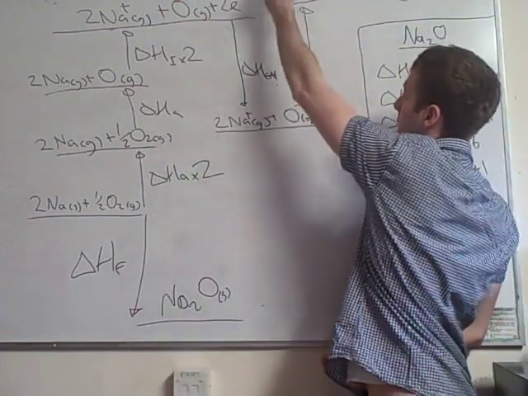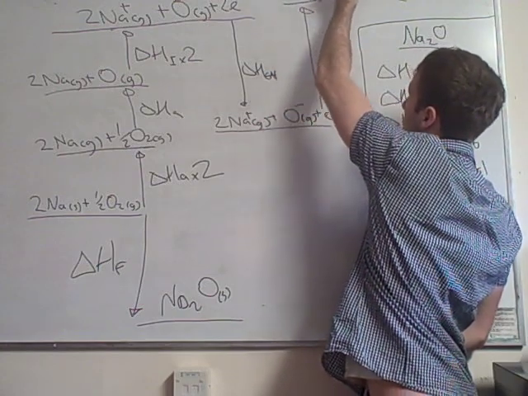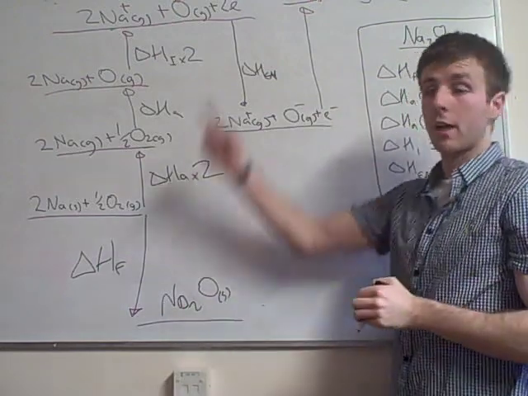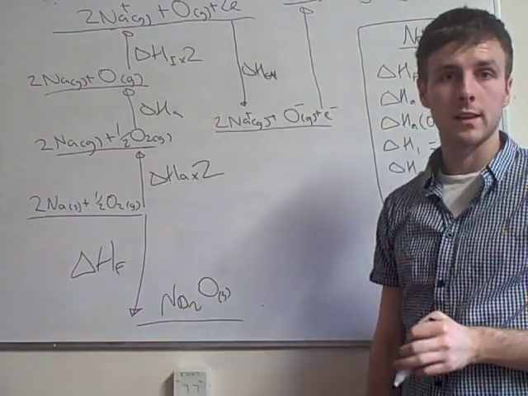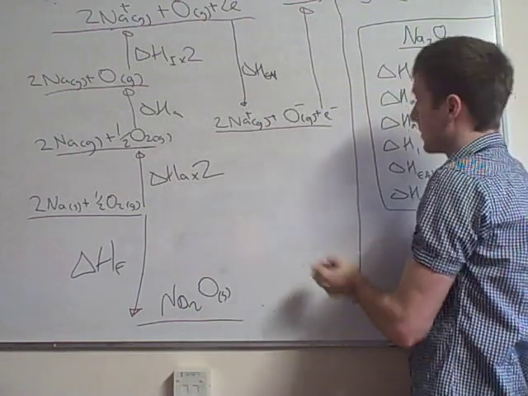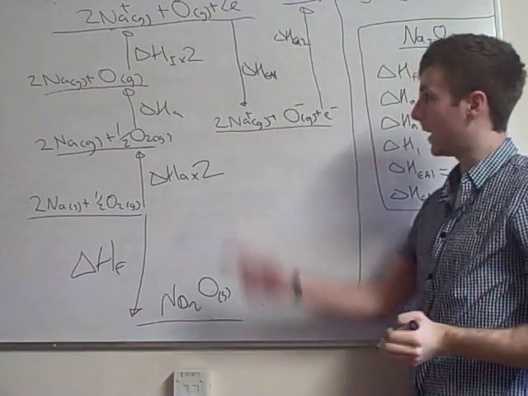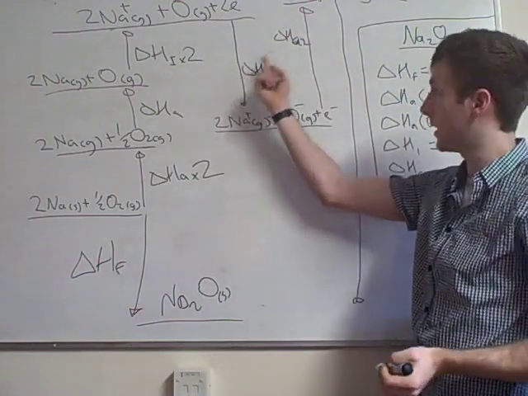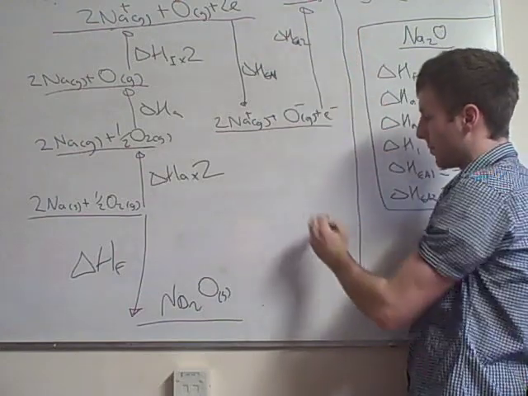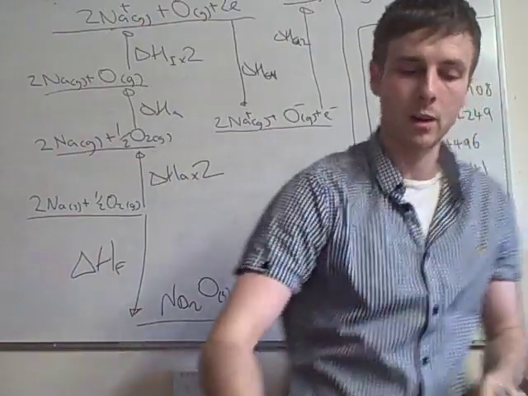So that will give me 2Na+ gas plus O2- gas, and that is my final ionized gaseous ions. I can then change these into my ionic lattice. Let me just write my second electron affinity there. Ea1 for the first electron affinity, Ea2 for the second electron. And this final line, going back to my lattice, is my lattice enthalpy, which I want to find out.